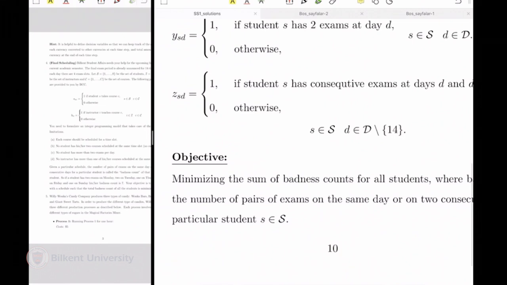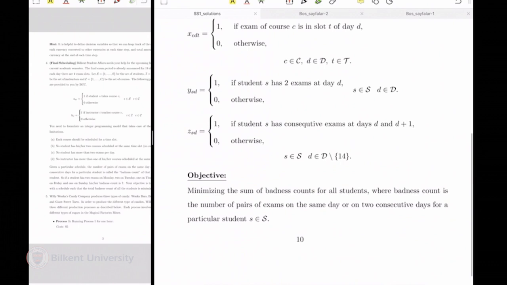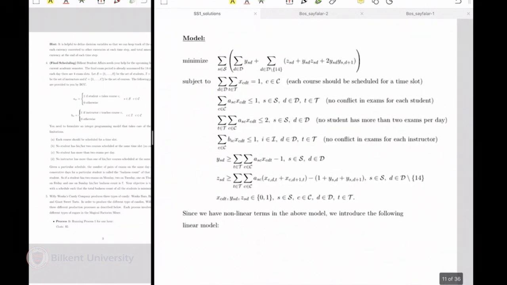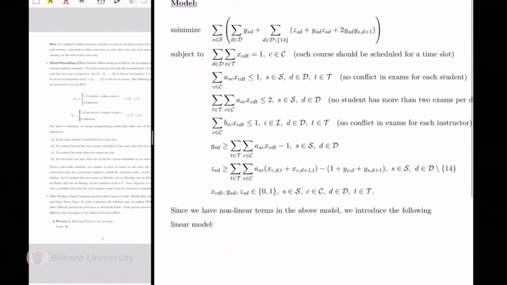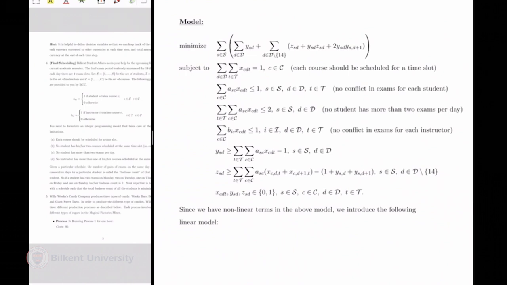So we want to minimize the sum of badness counts. And the objective function is a little messy, because maybe there are some other versions of this modeling, but when we wanted to come up with the objective function and find just the total number of badness counts, it was hard, so it's a little messy. But first, let me talk about the constraints and then go back to the objective function.